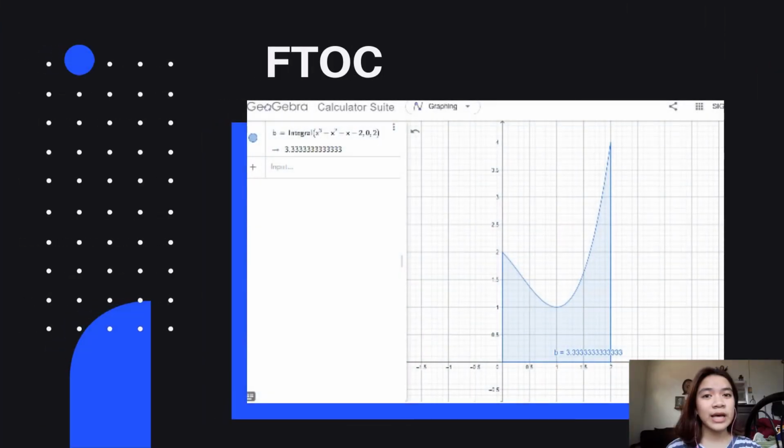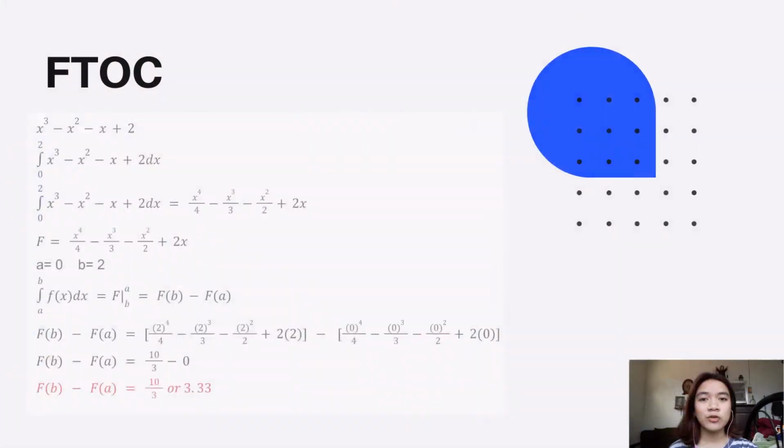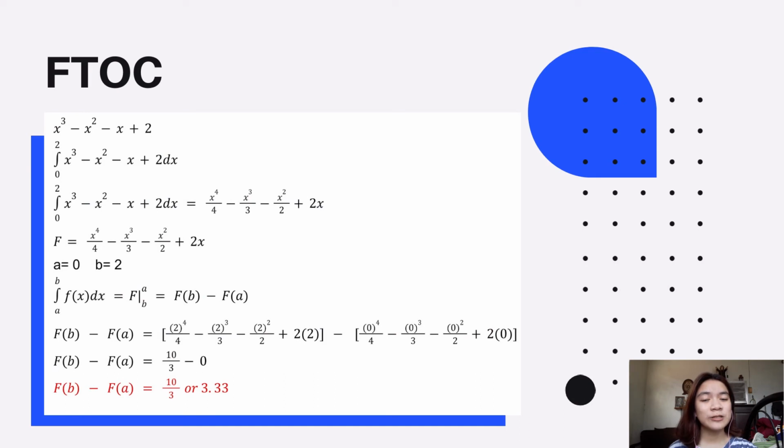We will use the fundamental theorem of calculus to find the definite integral of the function f of x equals x cubed minus x squared minus x plus 2 at 0 and 2, and n equals 8. First, get its antiderivative of x cubed minus x squared minus x plus 2 dx. It will be f equals x raised to 4 over 4 minus x raised to 3 over 3 minus x squared over 2 plus 2x.